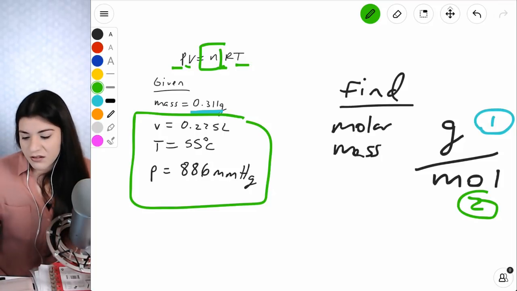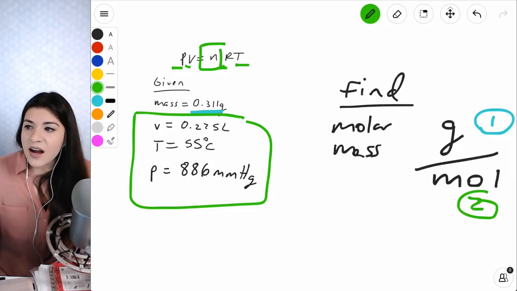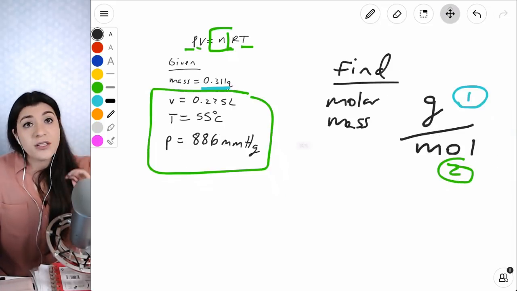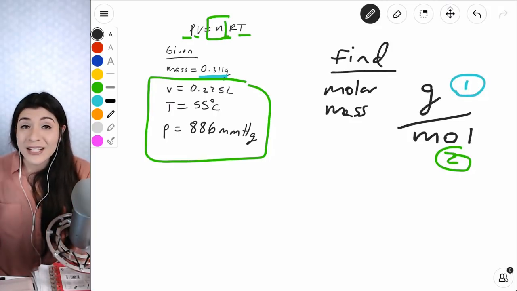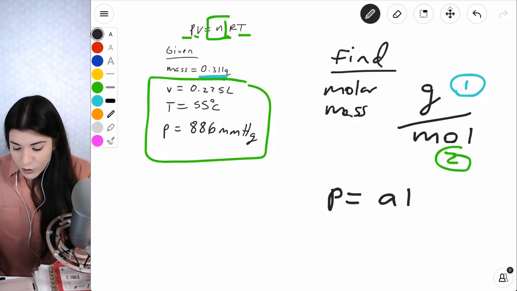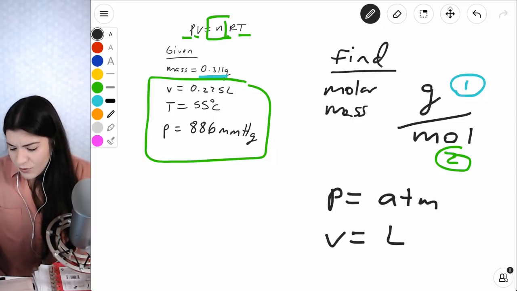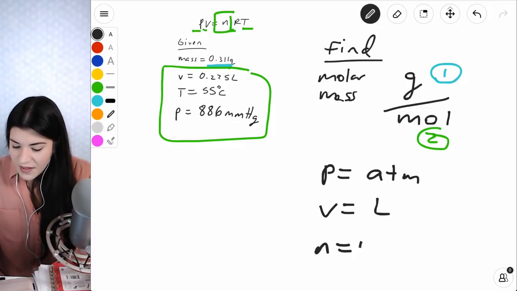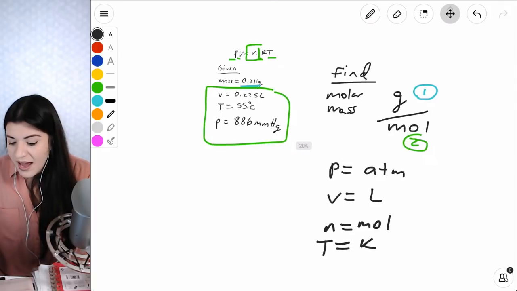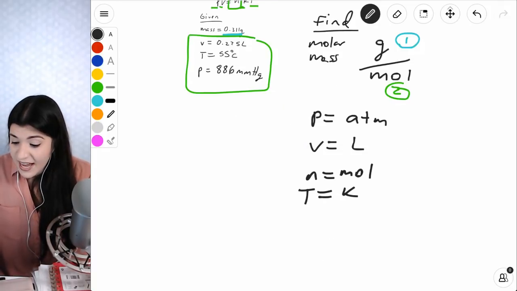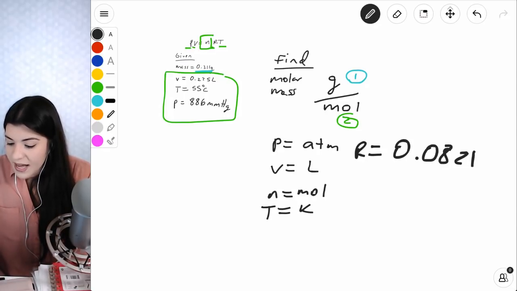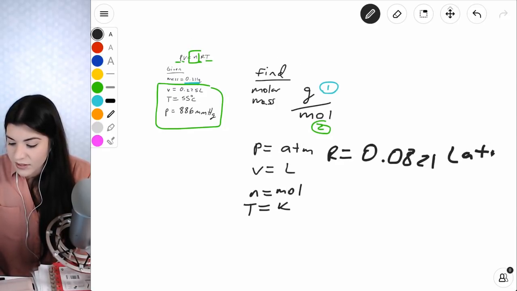That's what you're always going to really do whenever you're asked to find molar mass, typically for these types of questions. The first thing I want to do is convert all of my units into the proper units. Whenever we have the ideal gas law, we want our pressure to be in atmospheres, our volume to be in liters, and of course n is moles. Temperature has to be in Kelvin. For all gas laws, by the way, temperature has to be in Kelvin. And lastly, R is just a gas constant, which is 0.0821 liters times atmospheres divided by moles Kelvin.